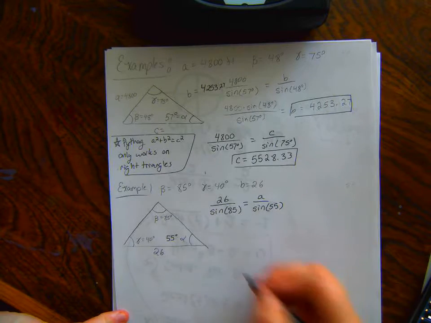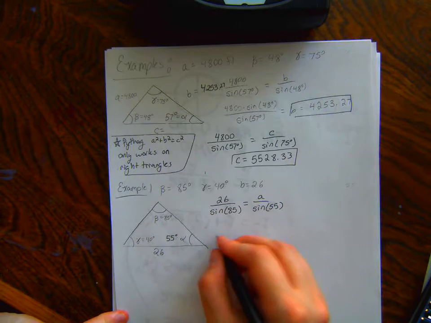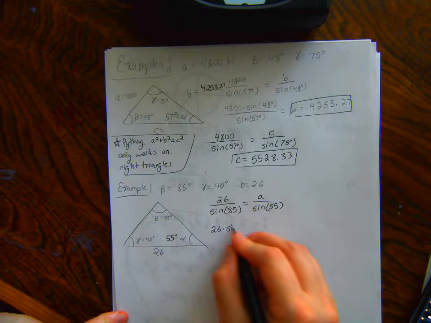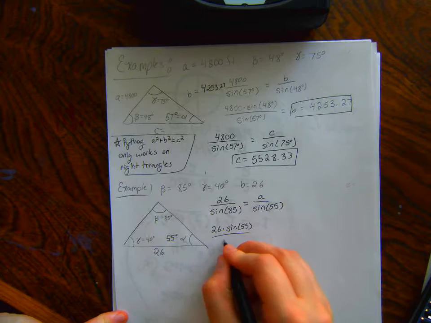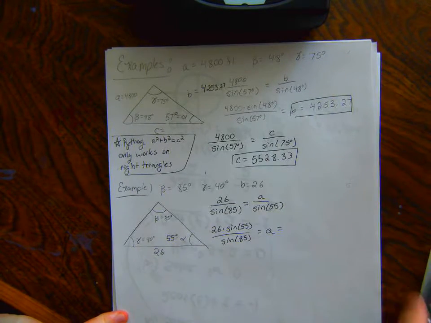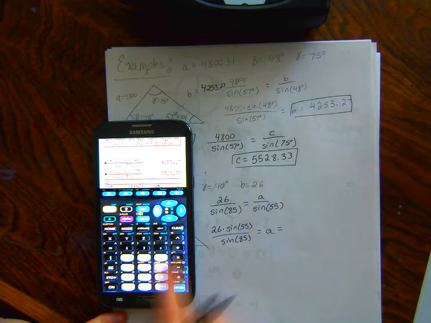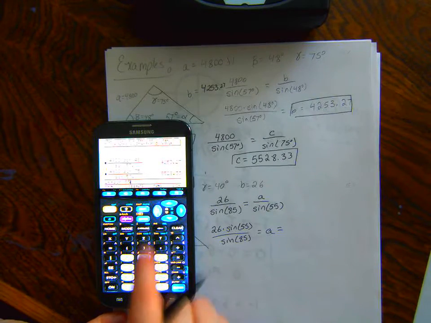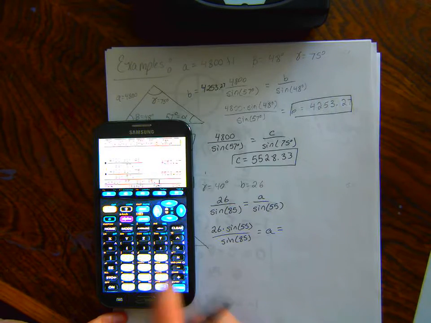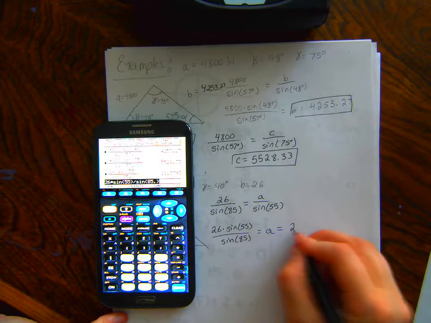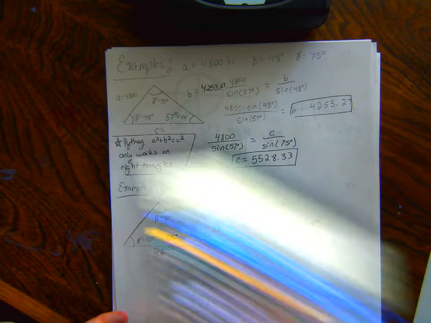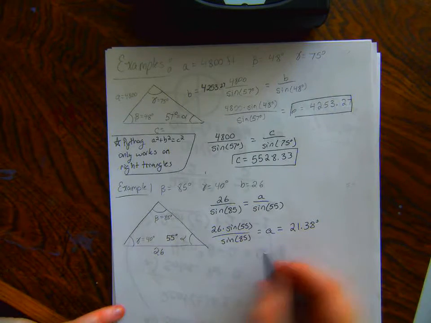Right, from that we're going to have that 26 times, remember, multiply both sides by sine of 55, over sine of 85 equals A. Plug that into our calculator. Okay, we get that A is 21.38. Let's go ahead and round that up. Alright, so now we have A.